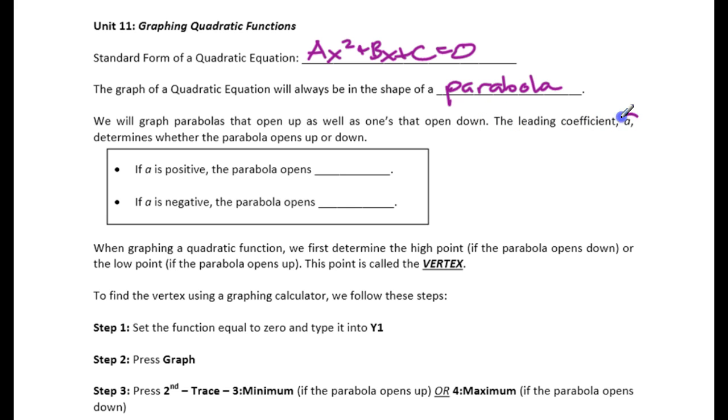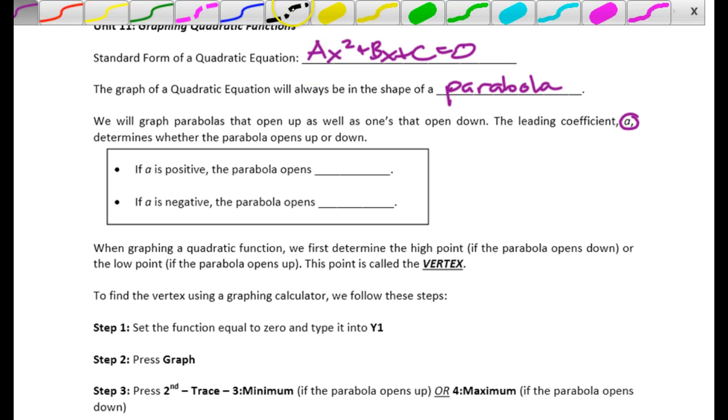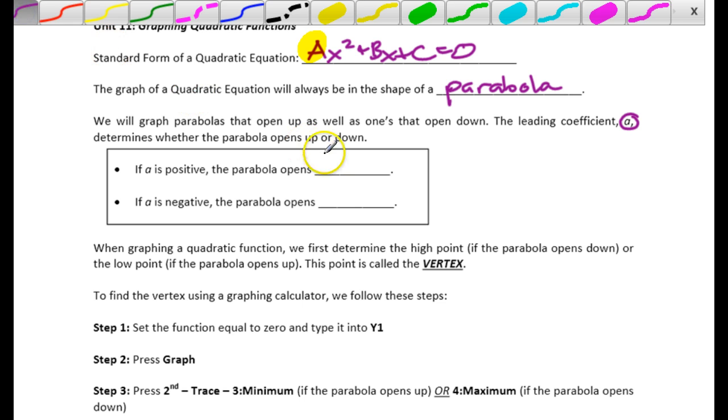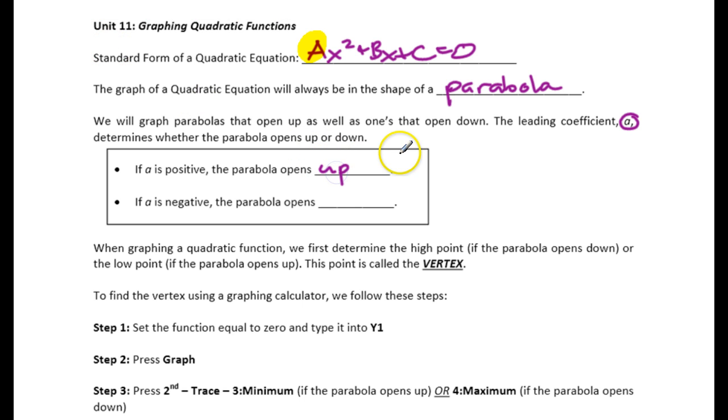The leading coefficient, or the A number, determines whether the parabola opens up or down, and here's basically all that means. If this first A is positive, the parabola opens up, like a smiley face. That's our parabola. If the A is negative, it's going to open down. It'll look like a sad face. So that's just a quick way you can check which direction it should go.